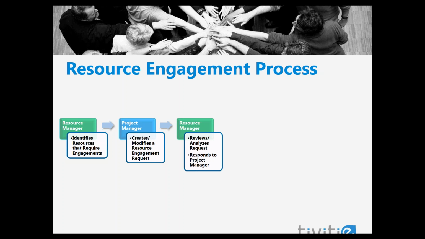Once the engagement requests are submitted, then the resource manager reviews the requests and analyzes the availability of the requested resources during the time asked for. The resource manager will respond to the request in one of three ways: accepted, edited and accepted, or rejected. If the resource has the availability requested during the time frame needed, the resource manager may accept the request just as it was submitted.